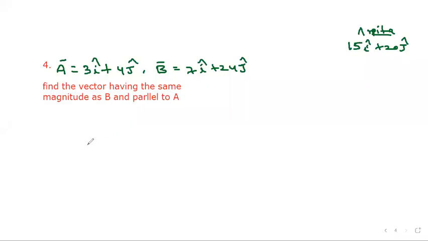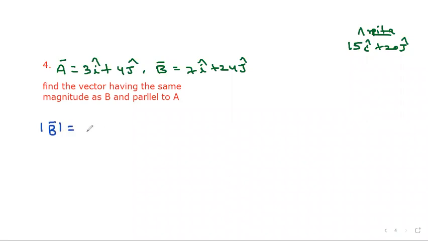Question is, if A bar equals 3 i cap plus 4 j cap, B bar equals 7 i cap plus 24 j cap, find the vector having the same magnitude as B and parallel to A. First of all, we try to find the magnitude of B. So what is the magnitude of B? How can we calculate?